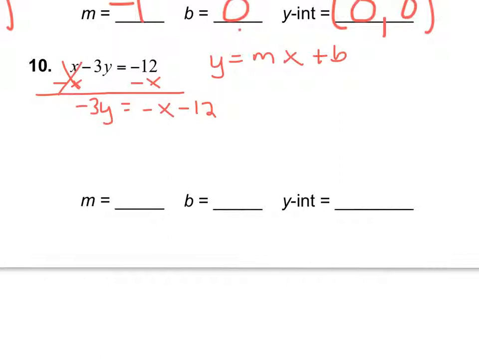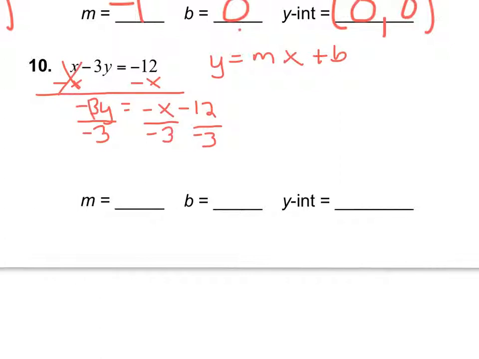Because remember, I'm trying to make it look like this. So the x is first, and then the number by itself, the b. So this is the b right here so far, but we're not done. Now I have a negative 3 here. What do you think I need to do? Yes, I need to divide everything by negative 3. That means I divide this by negative 3, but I also divide every single term by negative 3. Everything is divided by negative 3.